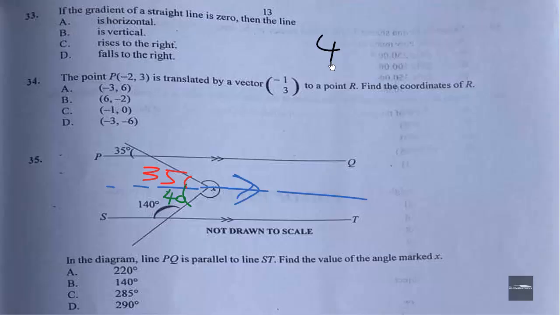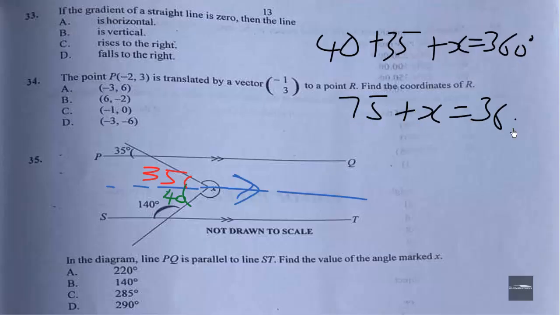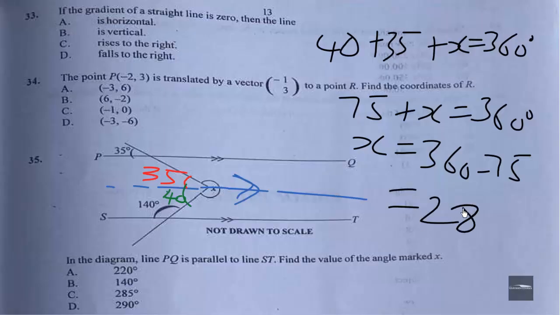Now angle at a point should give us 360 degrees. So when we add X to 40 and 35, we should get 360 degrees. So 75 plus X should be equal to 360. X will be 360 minus 75, and that should give us 285 degrees. So the correct answer here should be option C, 285 degrees.